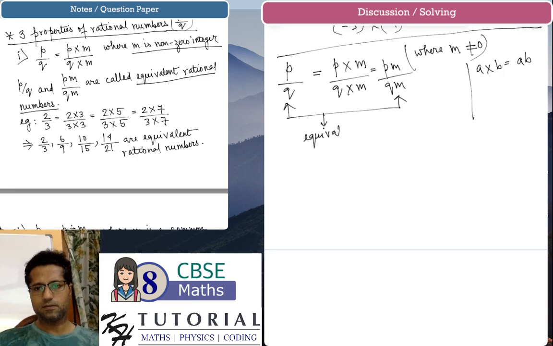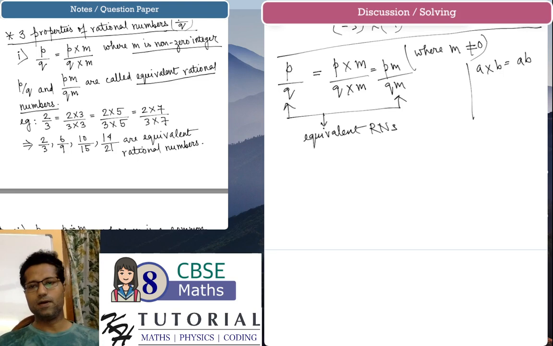Equivalent rational numbers. Why equivalent rational numbers? Because their value is the same. The value of p by q and the value of pm by qm is the same, because you can clearly see that I can cancel out m and m from the numerator and the denominator of the right hand side rational number, that is pm by qm. But yet they look different. That is why they are called equivalent rational numbers. They are equal, that is, their value is the same.